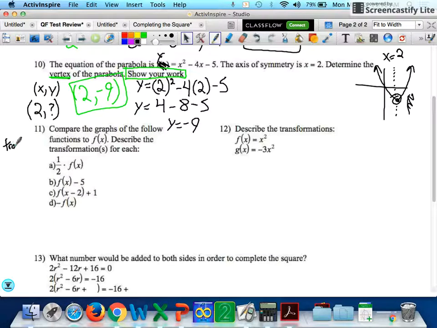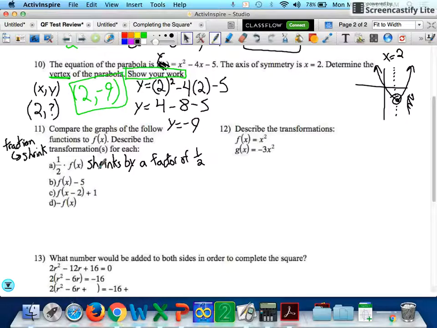Remember, fractions mean we shrink. It compresses our graph, okay? Large whole numbers are what stretch it up in the air. So this fraction means you need to tell me that it shrinks by a factor of 1/2. Notice all the information given there. Shrinks and the factor. If you just tell me it shrinks, I don't know how much it shrinks. That's not a very good description. You need to tell me that it shrinks and how much it shrinks by.